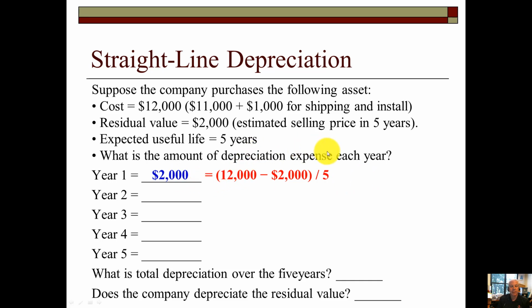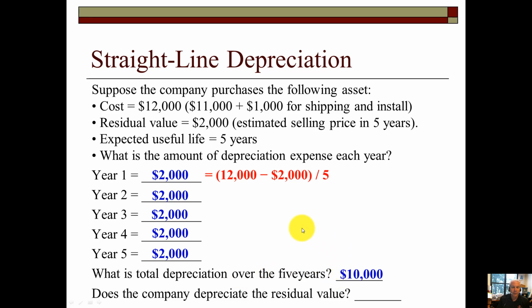The beauty of this method is, once you get the depreciable base in the initial year and you get the right expected useful life, it is going to be a fixed amount each year. So you'll notice 2,000, 2,000, 2,000, 2,000, 2,000. So the question is, what is the total depreciation over the 5 years?